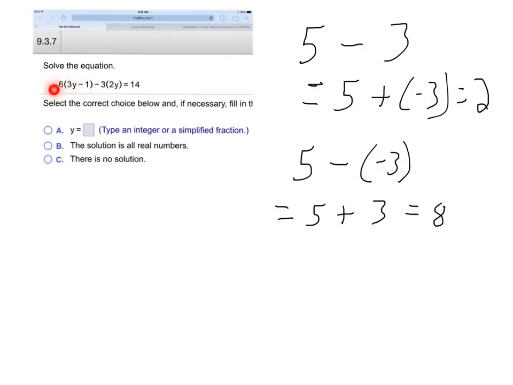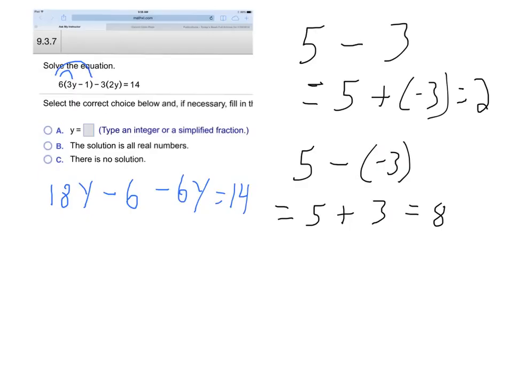Okay, with this problem, you want to distribute the 6 here, and so you got to multiply each item in the parentheses by 6. So you multiply the 3y by 6, and the 1 by 6. And so 6 times 3y would be 18y, and then 6 times 1 would be 6. And then also on the second part, I got to just multiply 3 times 2 is 6. So it'll be minus 6y equals 14.